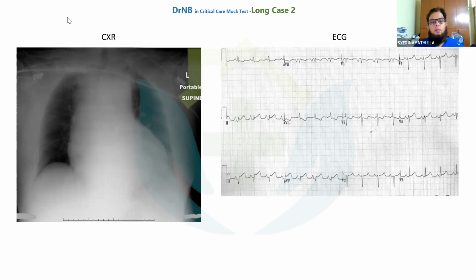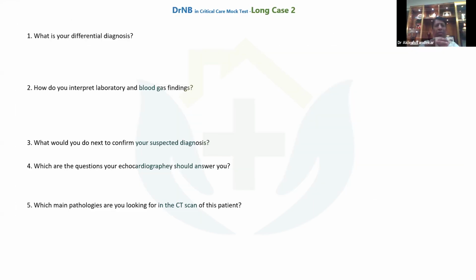My interpretation is most likely there is aortic dissection involving the coronary arteries, the right coronary and the lateral LAD. So you have already told me about the differential diagnosis and the interpretation of the laboratory and blood gas findings. So how will you confirm the diagnosis?